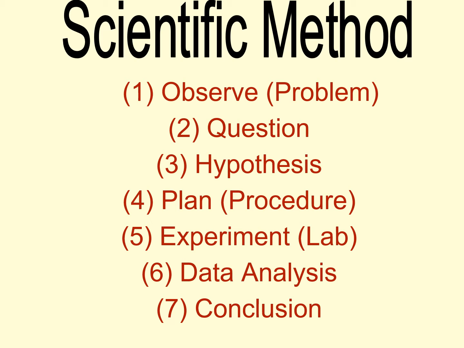In most cases, the steps to the scientific method are observing a problem, developing some kind of question, coming up with a hypothesis or an idea of what you think might happen, a plan or a procedure of what you're going to do to test it, the actual experiment or the lab, analyzing your data to see what it tells you, and finally coming up with a conclusion about your scientific experiment.